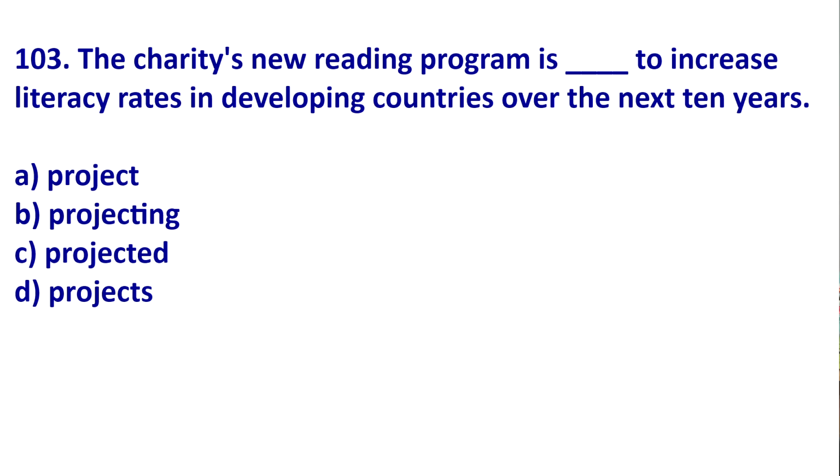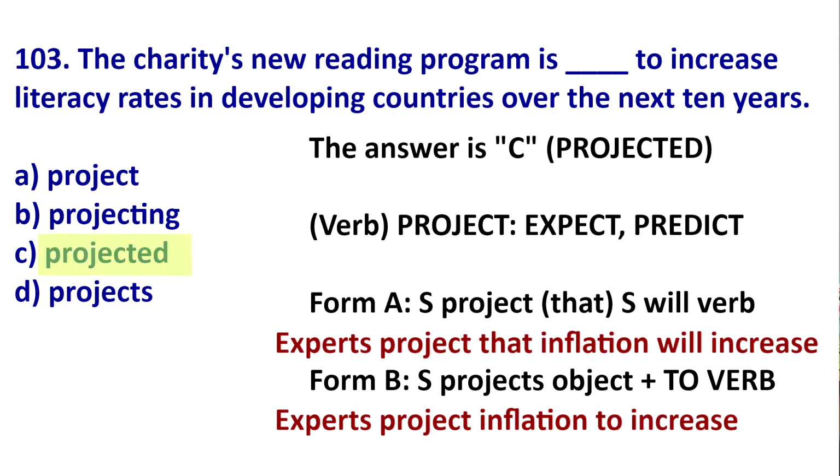Okay, so the answer here is C. And if you project something, you're predicting or expecting it to happen in the future. For example, experts project that inflation will increase. Now, if I say experts project that inflation will increase, here my subject is experts, my verb is project, and that inflation will increase is my object.